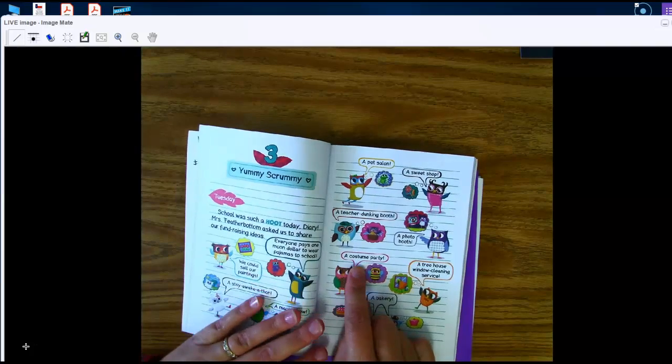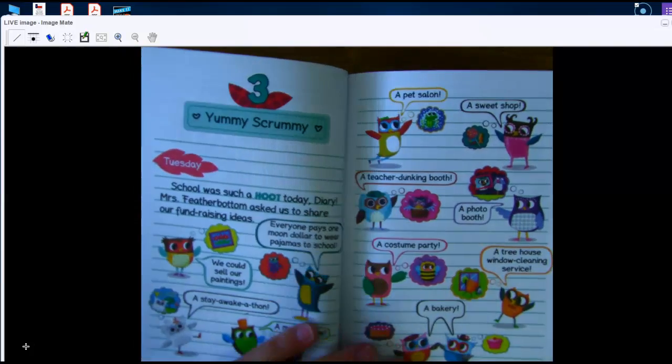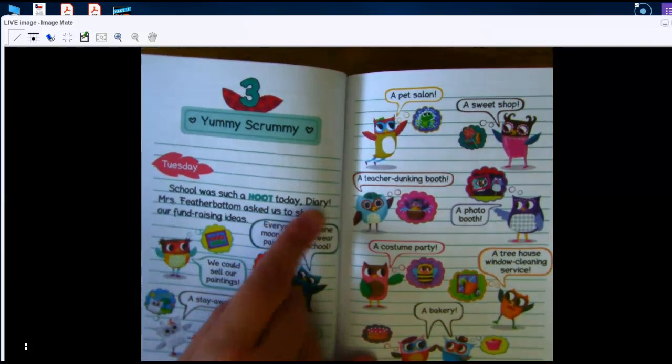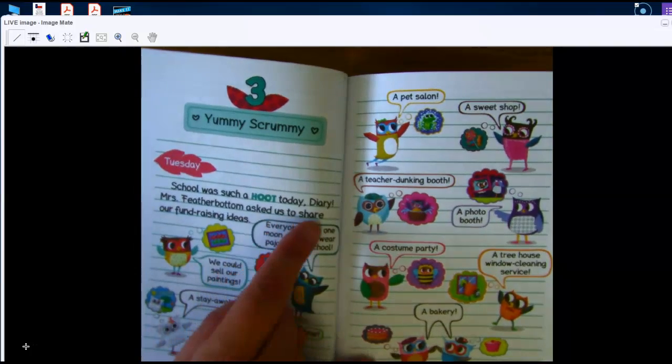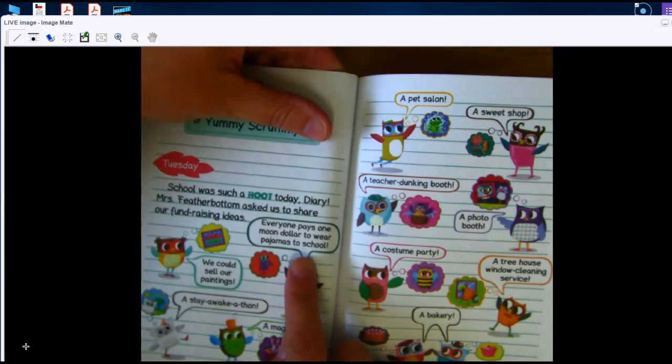Speech bubbles. That's what these things are called, speech bubbles. So they have regular writing. She says, "Tuesday, school was such a hoot today, diary. Miss Featherbottom asked us to share our fundraising ideas." And then here are some characters saying things.